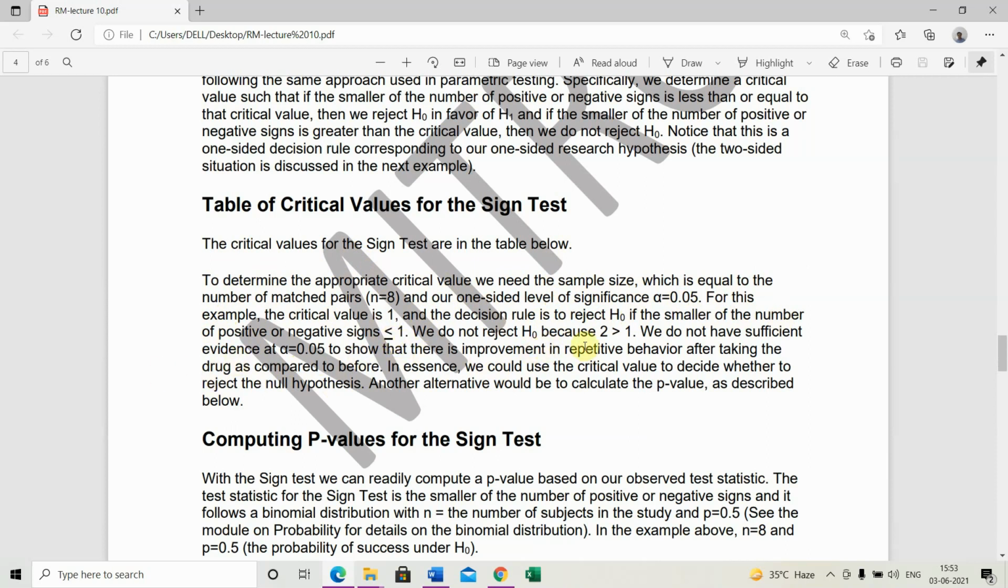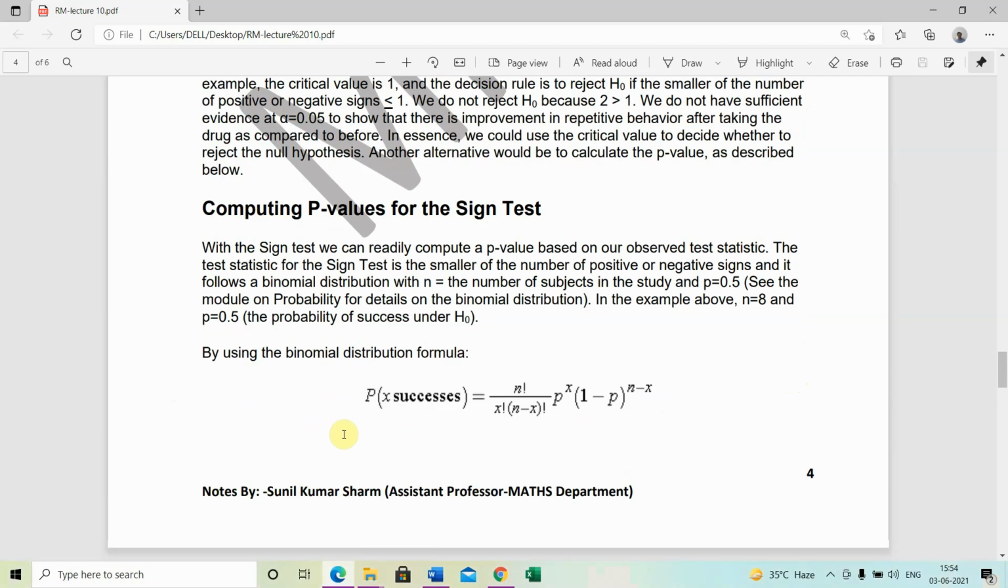We do not reject H0 because 2 is greater than 1. We do not have sufficient evidence at alpha equals 0.05 to show that there is an improvement in repetitive behavior after taking the drug as compared to before. In essence, we could use the critical value to decide whether to reject the null hypothesis. Another alternative would be to calculate the p-value, as described below.